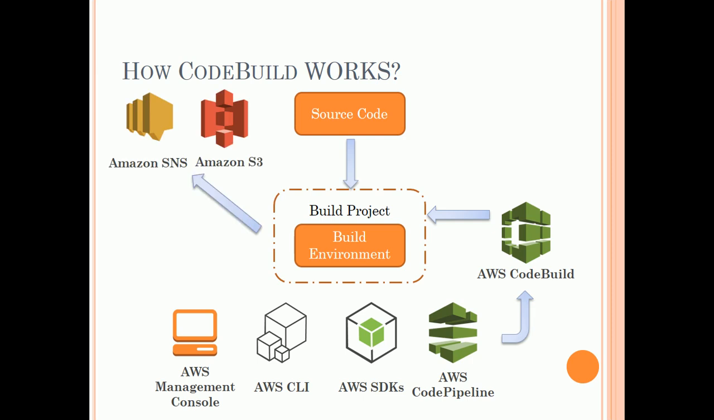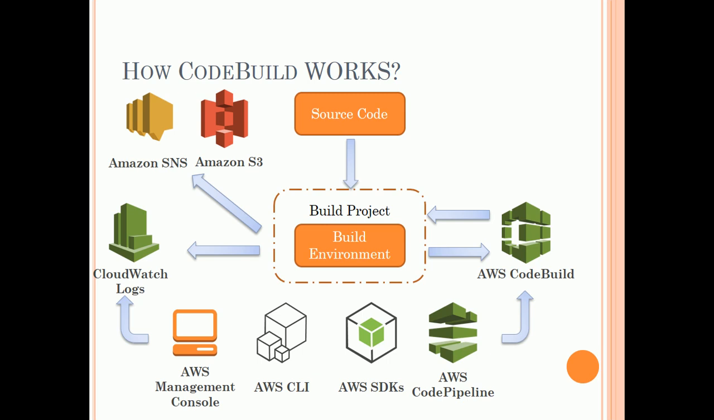Now, if the output is generated, then Code Build will upload it to the specified Amazon S3 bucket. We can also create notification for build events using Amazon SNS. While the build is running, the build environment sends the information to AWS Code Build and Amazon CloudWatch logs, where we can see the detailed build information. We can also see the summarized build information through AWS Code Build Console, AWS CLI, AWS SDKs, or AWS Code Pipeline. So this is how Code Build works.